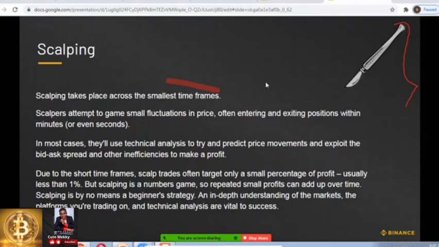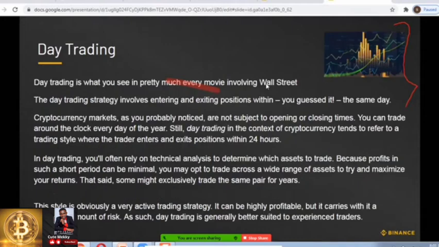It is also profitable. So if you are scalping, you are a scalper. That is what it means. And it is also profitable when you use that trading method. Another trading method is called day trading.